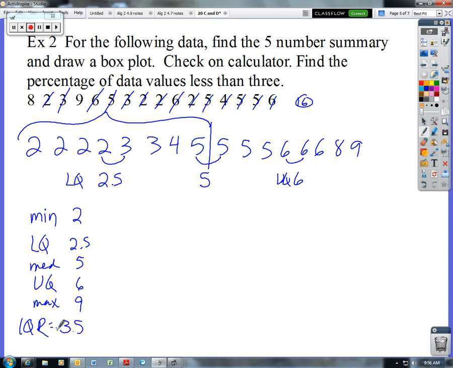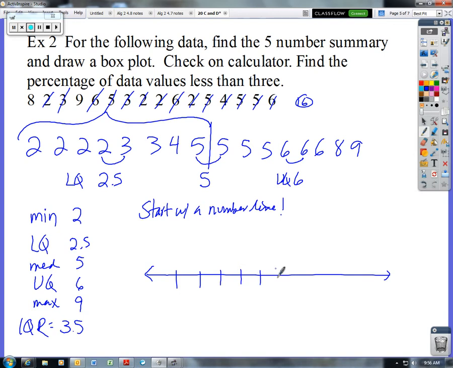Now let's make a box plot. It's really important when you're making box plots to start with a number line. It's important enough that I'm going to write it down. You have to start with a number line. If you don't, your box plot's not going to be drawn to scale. Must start with a number line. So we're going from 2 to 9. Make your number line as beautifully as you can. In other words, make these evenly spaced.